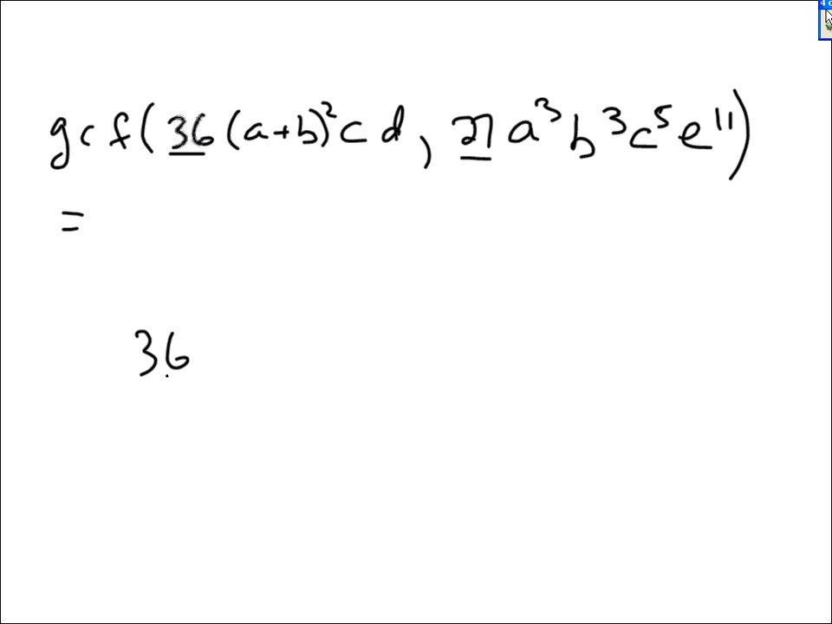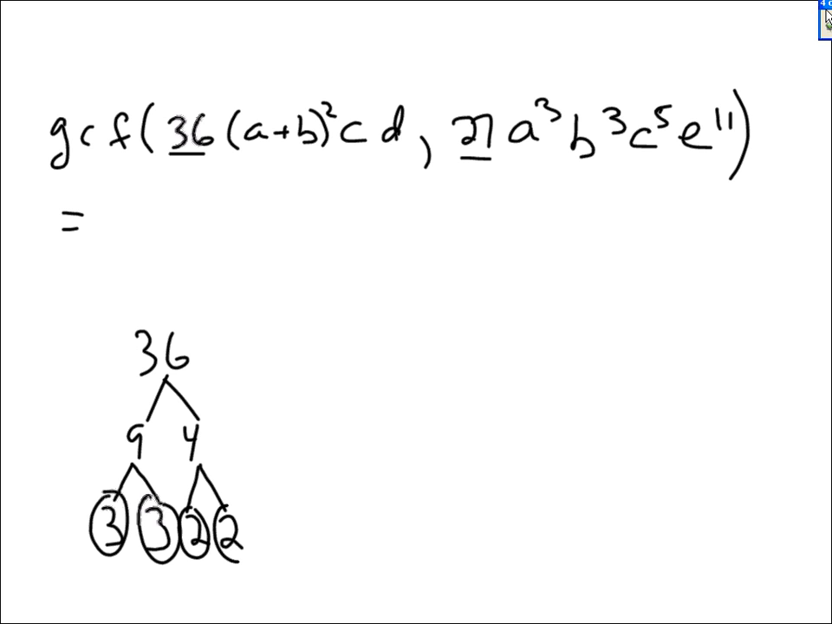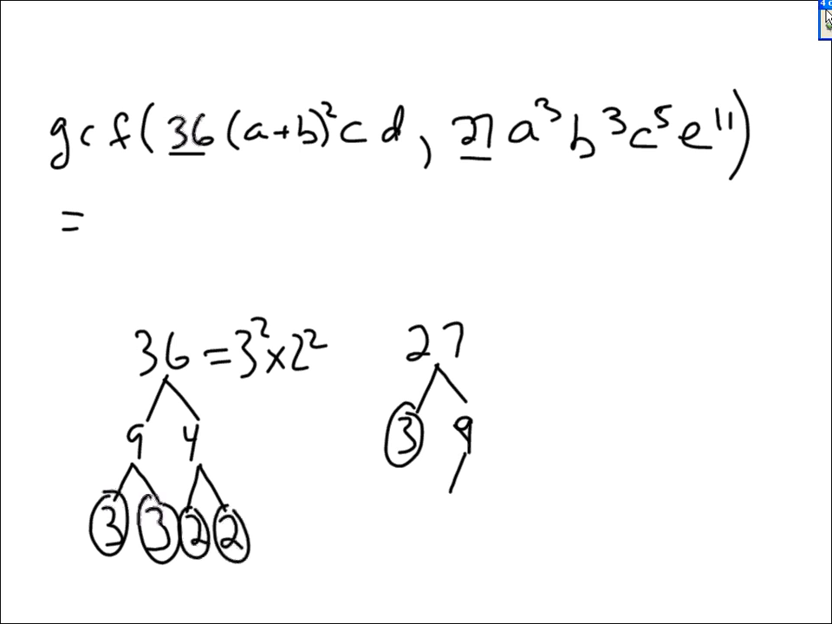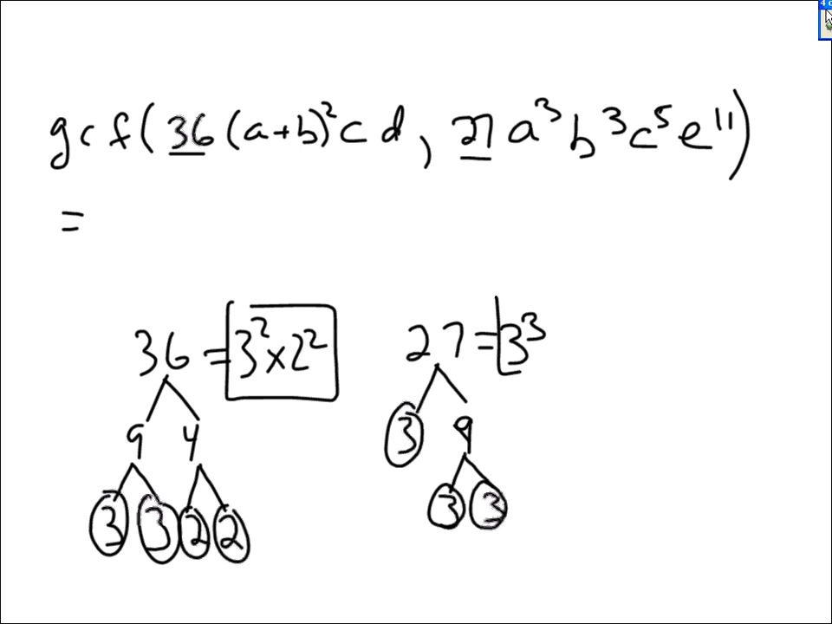36 is 9 times 4. 9 is 3 times 3, and 3 is a prime. And 4 is 2 times 2, and the 2's are primes. So 36 is 3 squared times 2 squared. And 27, well, that's 3 times 9. 3 is prime. 9 breaks down to 3 times 3, and the 3's are prime. So it's 3 cubed. Between here and here, the common base is 3.